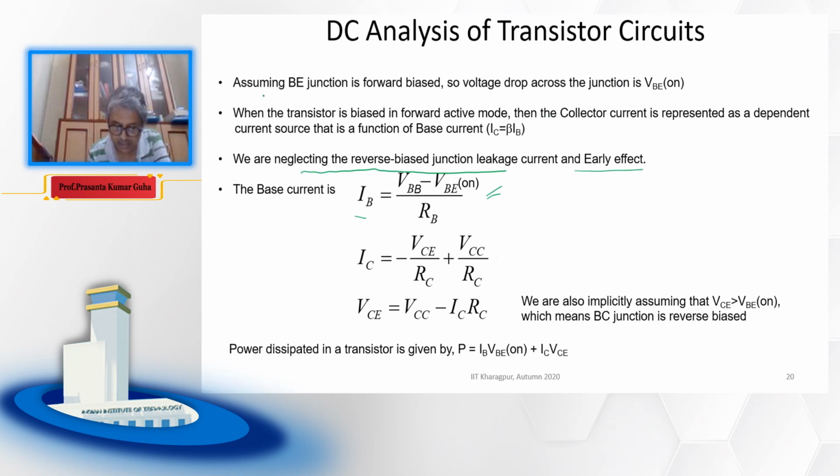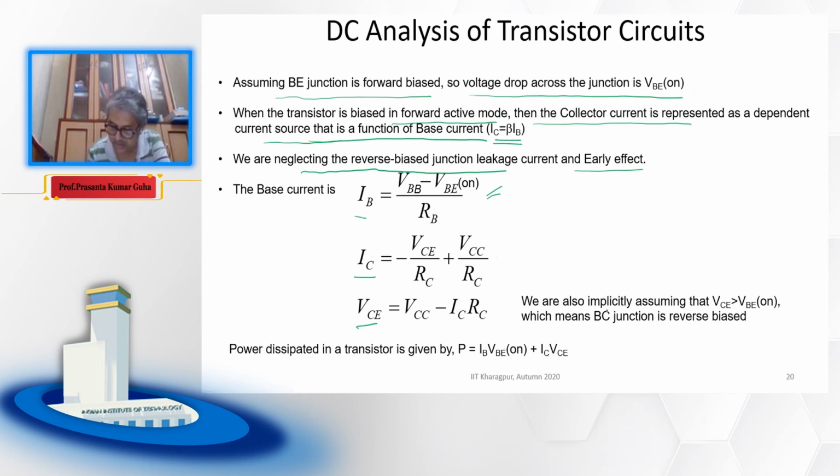And as I mentioned to you already, we are assuming the BE junction is forward biased, so the voltage drop in the BE junction is VBE on. When the transistor is biased in the forward active mode, we can consider that the collector current is represented as a dependent current source, a function of the base current, which is beta IB. So IC is equal to beta IB, and so you see we can find IB, IC, VCE, etc.